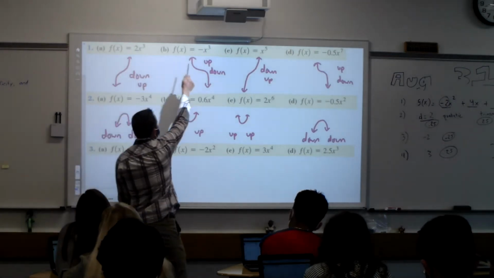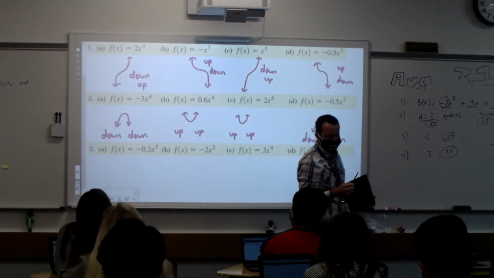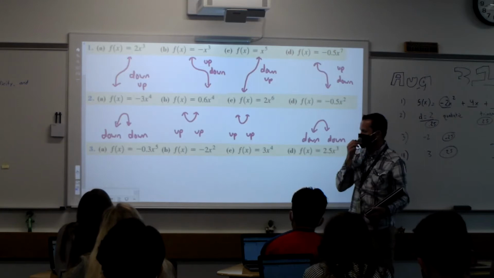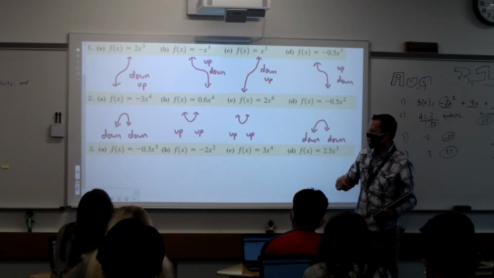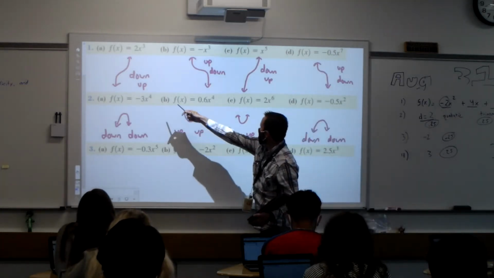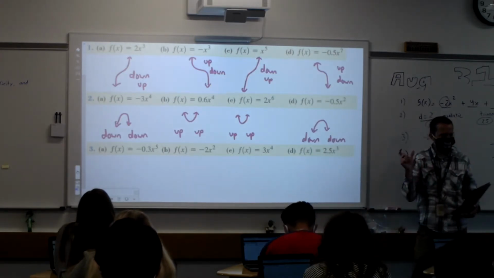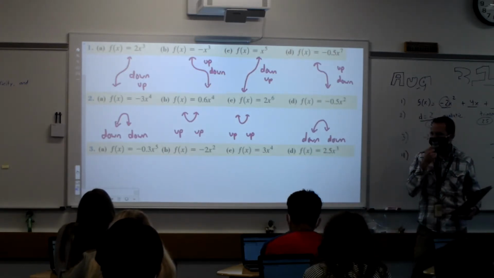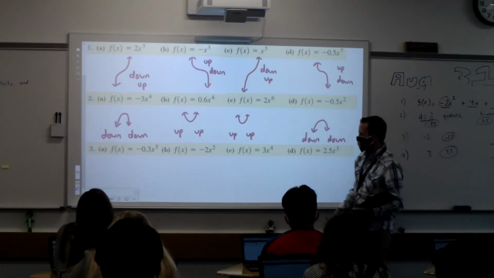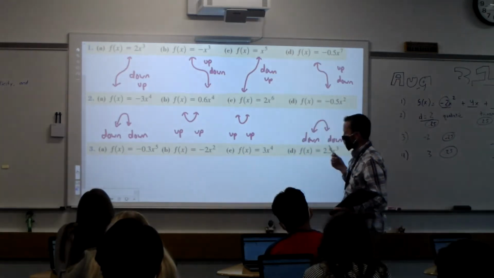Do you guys see what she's saying here? These are all odd. We have 3s, 5s, 7s, and they're going opposite of each other. They're either down, up, or up, down. Whereas the even ones, we have 4, 6, 2. They're going the same. It's either up, up, or down, down.